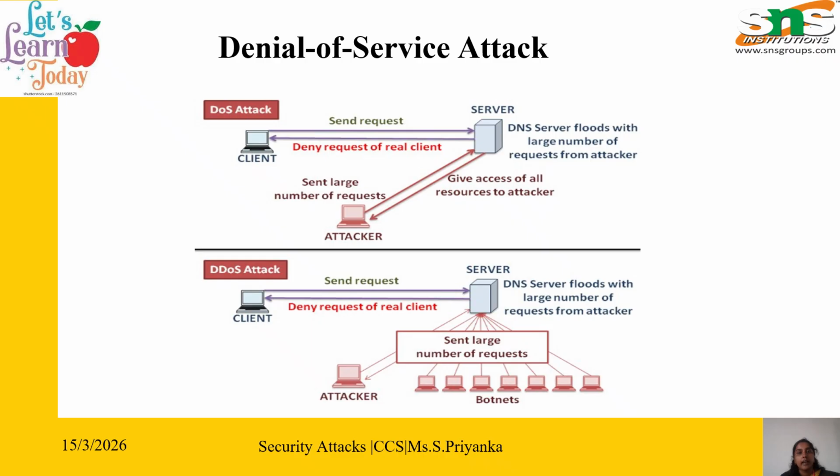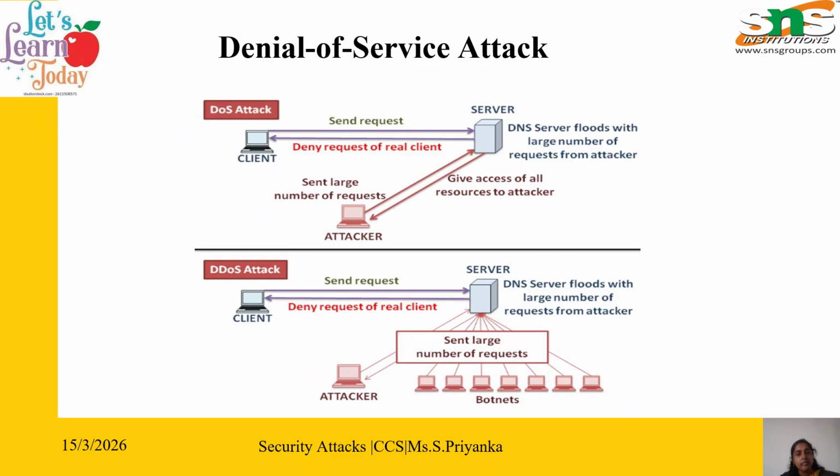Denial of service attack. Here, first DoS attacks. The client will send a request to the server, in which there will be a denial request of the real client. The denial request will take place in the server. The server floods with a large number of requests from the attackers. He will fetch many attacks, and then again he will be given to the attackers there. In this case, it will give access to all the resources to the attackers.